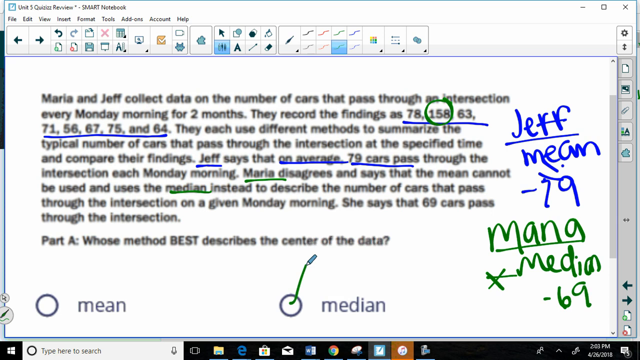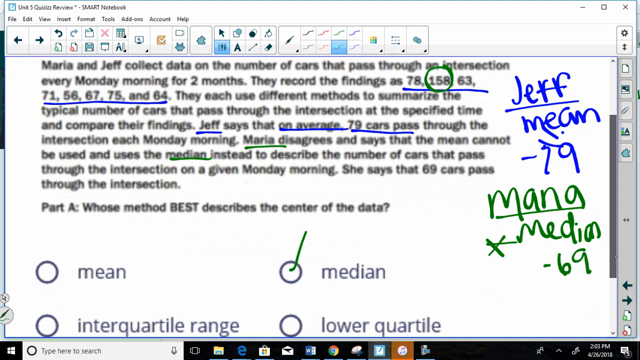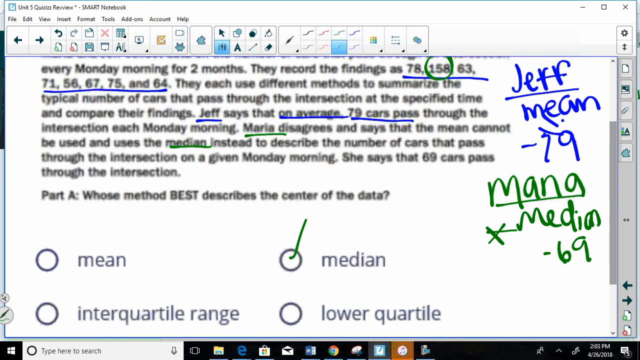Does this make sense? Yes. And so interquartile range and lower quartile, those never would be the center of my data.